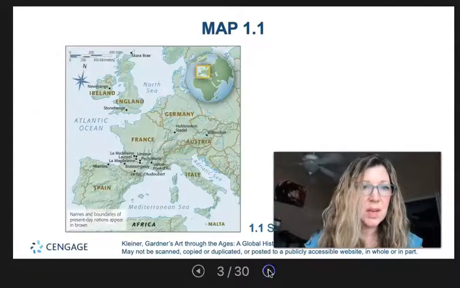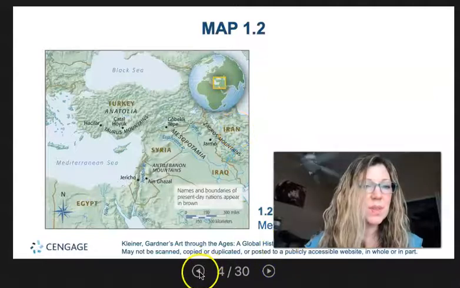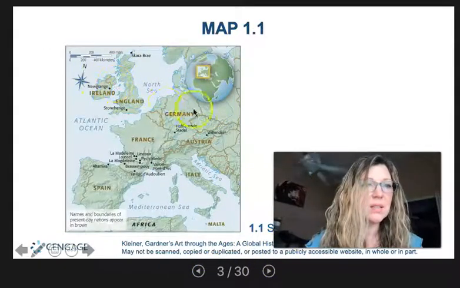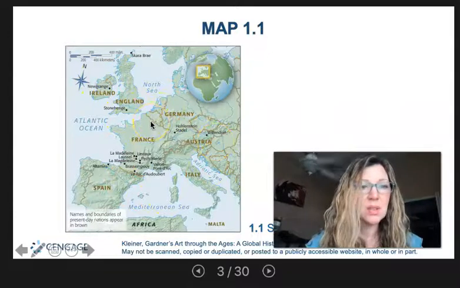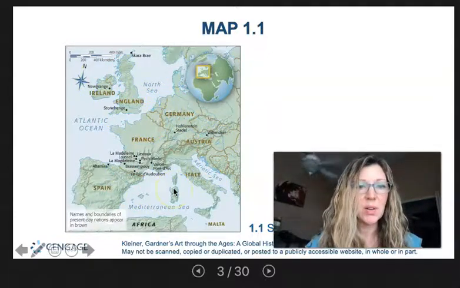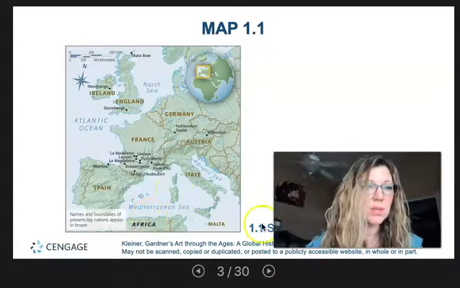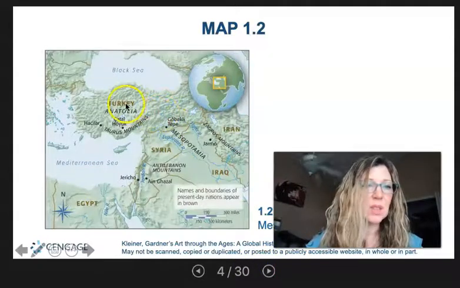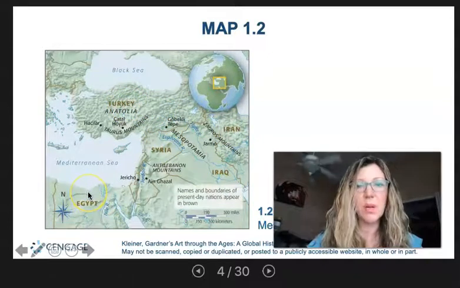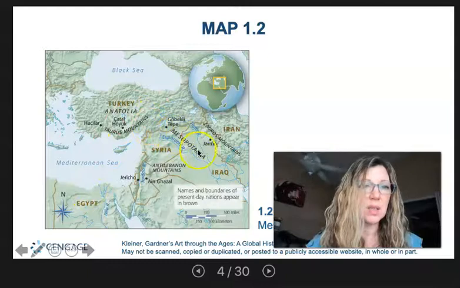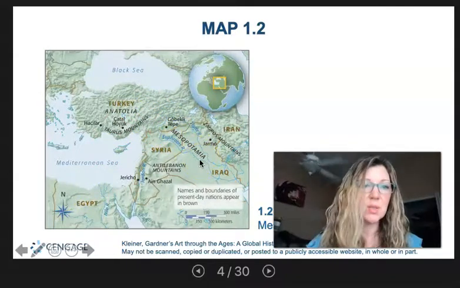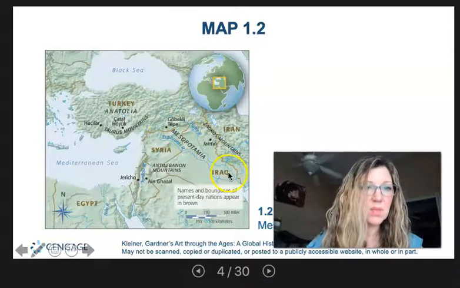Here we have some maps. We've got the UK, Europe, very important places in art history, early art history in Africa, and Turkey, Syria, Iran, Iraq, Egypt. Oh, Egypt. Okay, so here, Mesopotamia, huge. This is the Fertile Crescent.